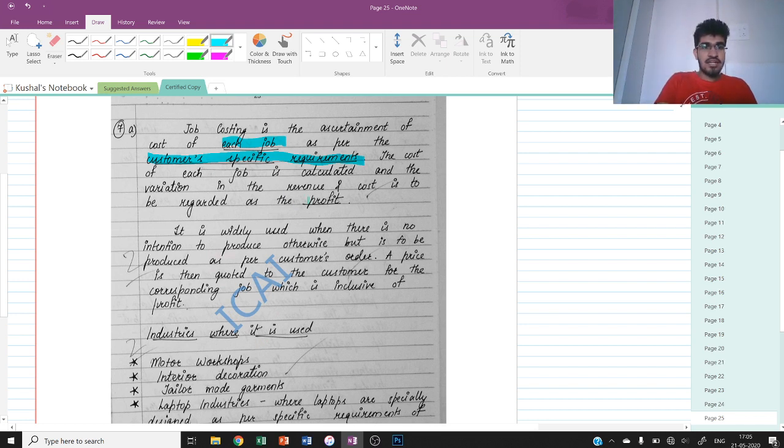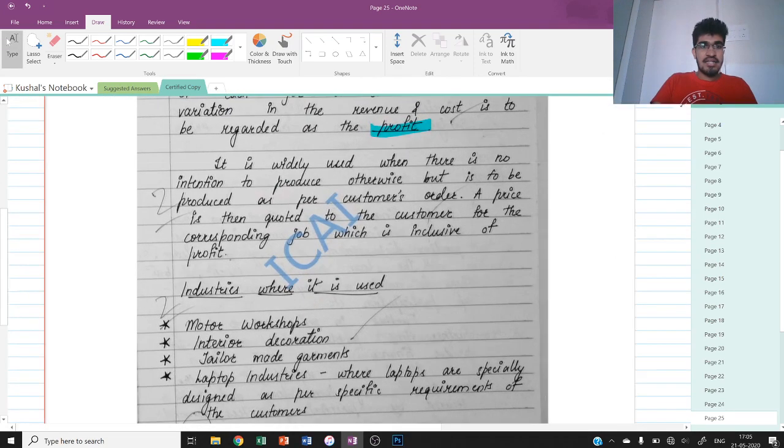Cost is to be regarded as the profit. So I have underlined each and every keyword so that the examiner reads only the keywords rather than the whole answer. It is widely used when there is no intention to produce otherwise but is to be produced as per customer's order. I should have underlined here the keywords as per customer's order. A price is then quoted to the customer for the corresponding job, which is inclusive of profit.